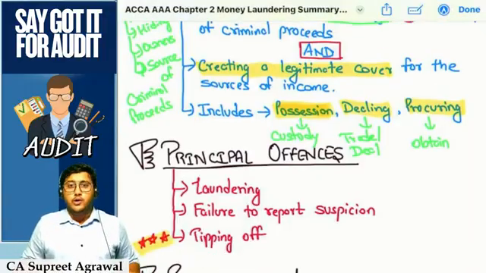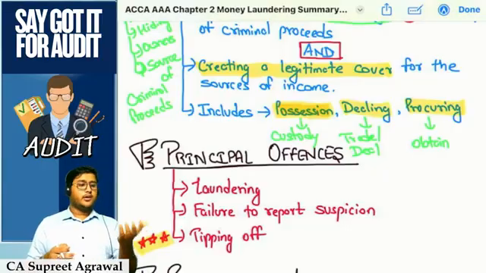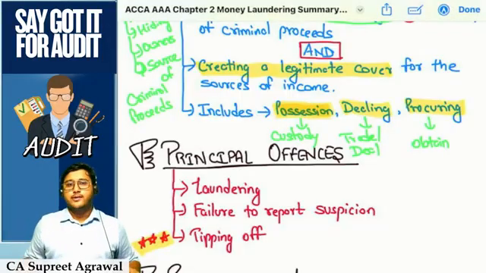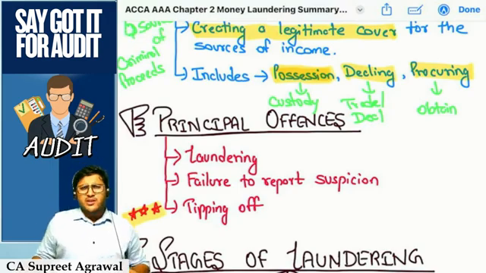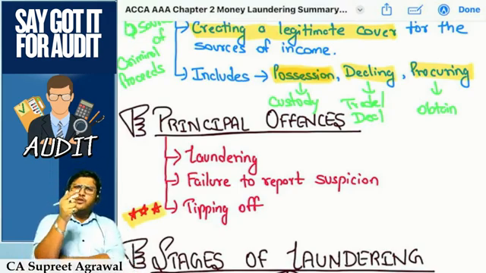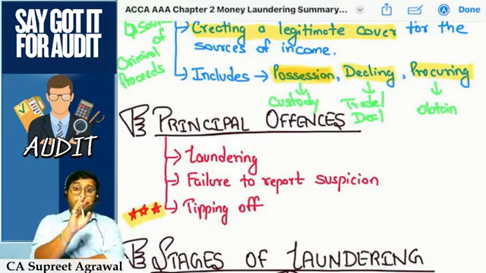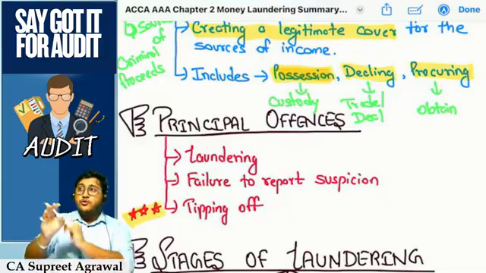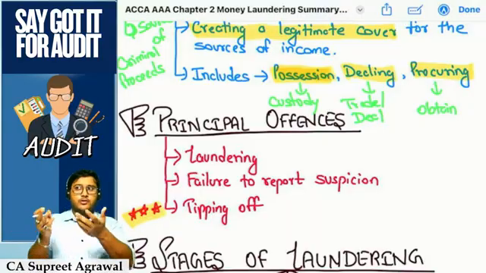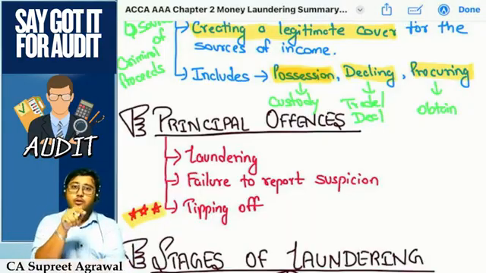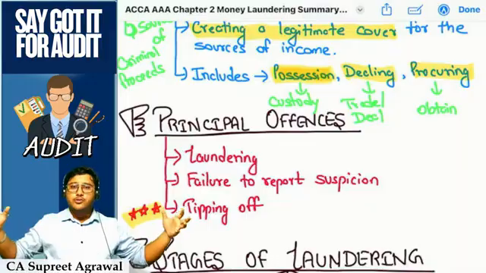Number one, laundering, which is the exact laundering, the conversion of black money into legitimate money. Then failure to report suspicion. What is this? If you know about the money laundering and you fail to report it, is it covered? Yes. Even if you suspect that there might be money laundering, and you fail to report it and later on it is found to be money laundering, then also you are responsible here. That has a very big scope.